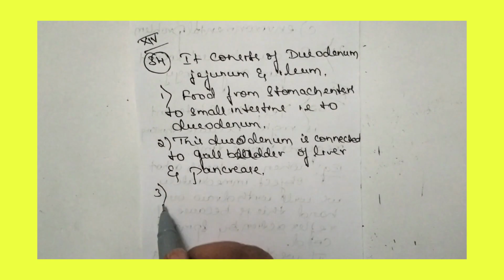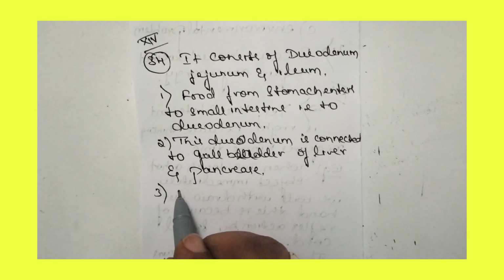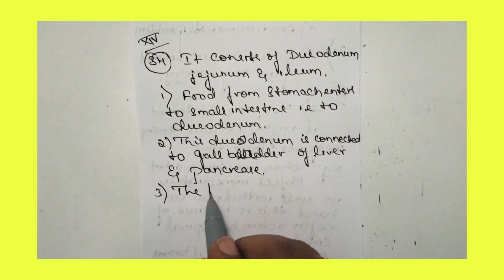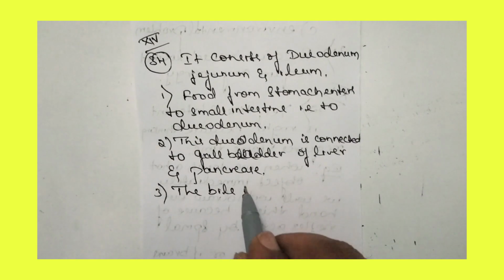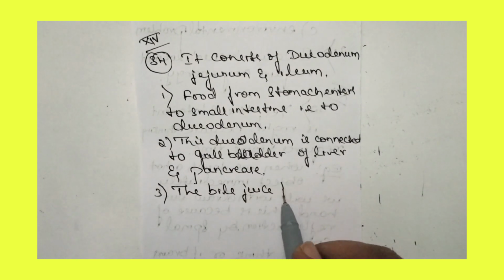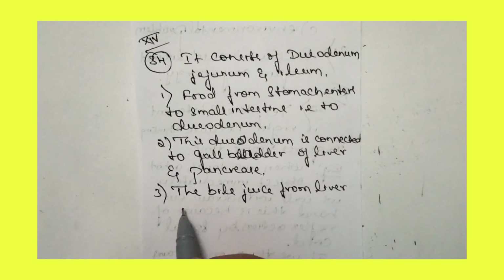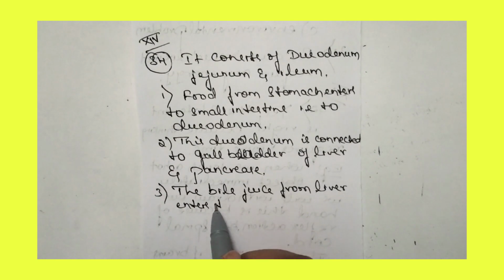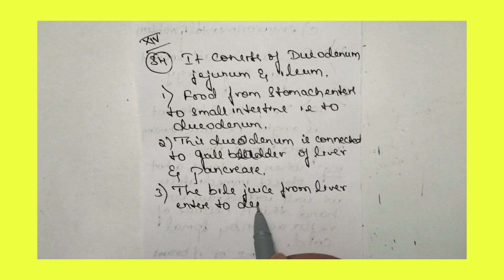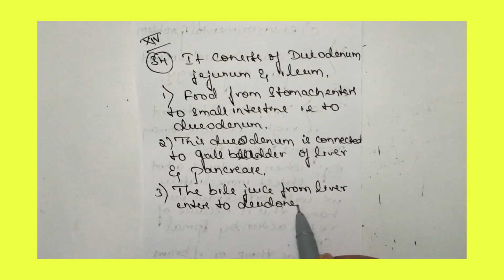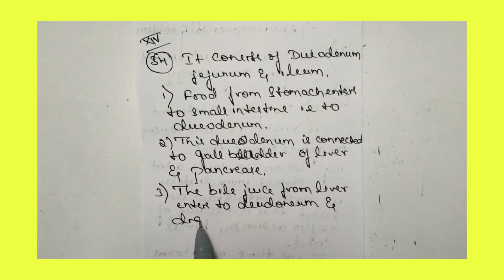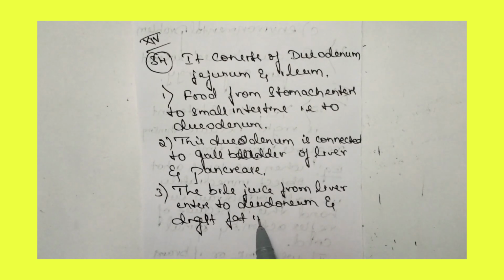Third point is that the bile juice from the liver enters the duodenum and digests fat in the food.